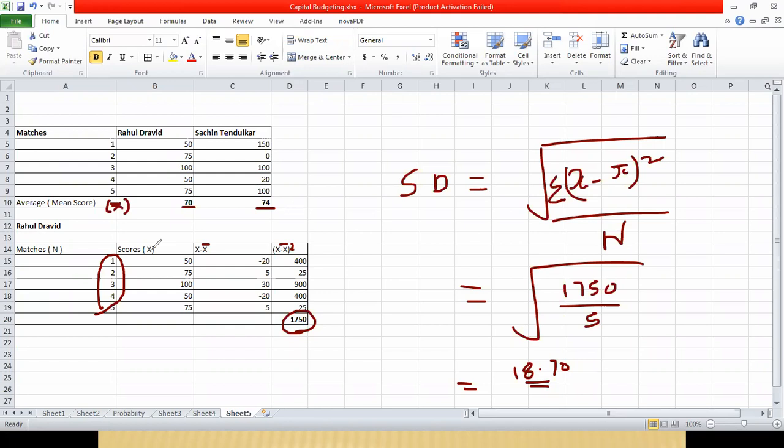N matches, x will be scores, then x minus x bar whole square. Do the total of this column, then apply this formula, then you will get the standard deviation. It means how much the values are dispersed from the mean value. So this much understood, everybody? Similarly, we can calculate for the second player also. So everybody got 18.70 standard deviation.